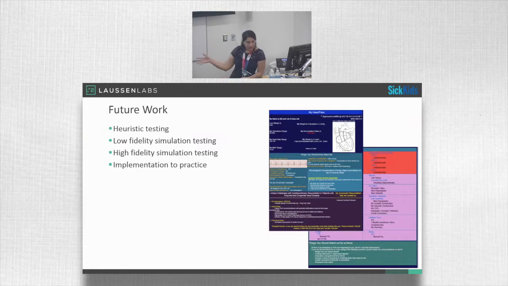So far, this is where we've come. We have a beta test of it on the works. The idea being that now we are considering doing some heuristic testing to make sure that the application is user-friendly and that it could be used not just by specialists, but also by the target people that we are trying to capture and enrich their knowledge base. Following that, we will consider doing low fidelity and high fidelity simulation-based testing, and then look at implementing it into practice.